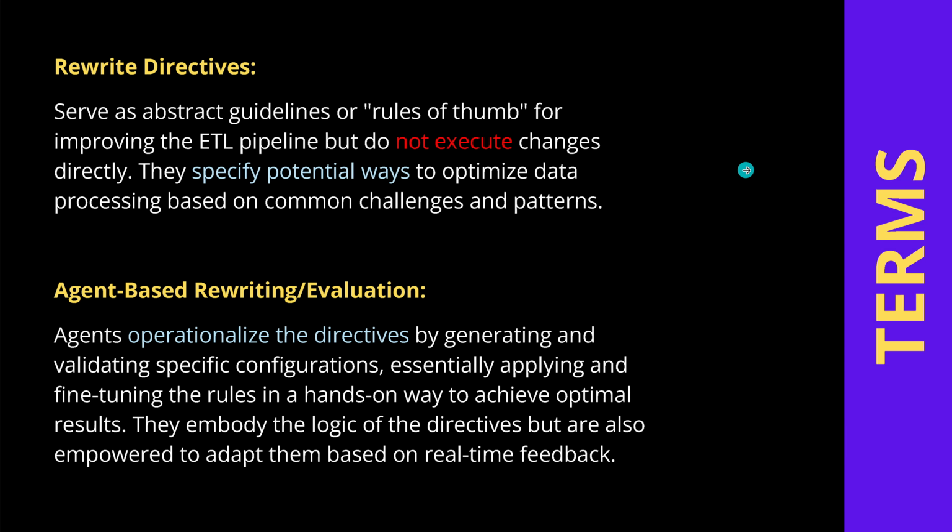So let's clarify the terms that we used and a little bit of the process terminology. What is new? We have two main elements: the rewrite directives, and the agent-based rewriting and evaluation process. Great. Those rewrite directives, if you read it, it's not immediately clear what they are. They serve simply as abstract guidelines, or rules of thumb, for improving the ETL pipeline, but they do not execute any changes or any optimization directly. They specify only some potential ways to optimize the data processing based on common patterns. So they just give you the starting point.